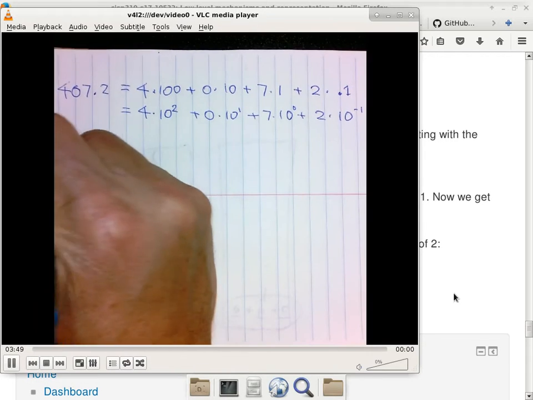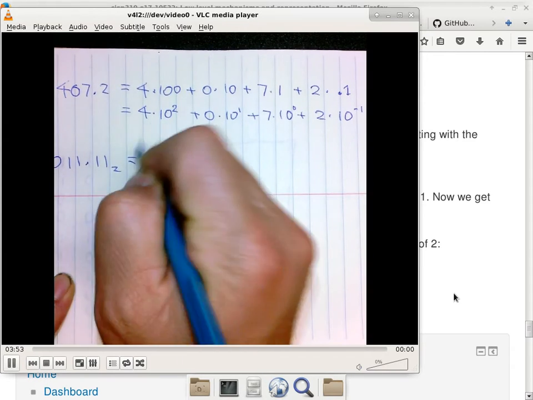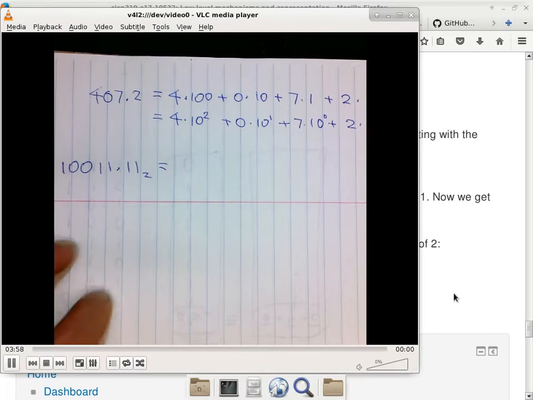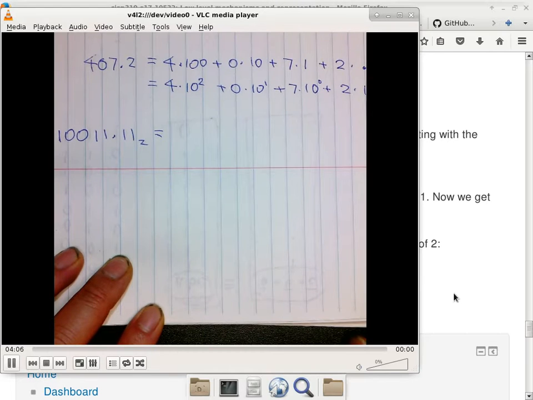It's 10011.11, okay? As a base 2 number, I use a subscript 2 to indicate this is actually a binary number. I may not have enough space to spread it out sideways, so I'm going to have to stack it up vertically. So with this number, what is the value it is representing?